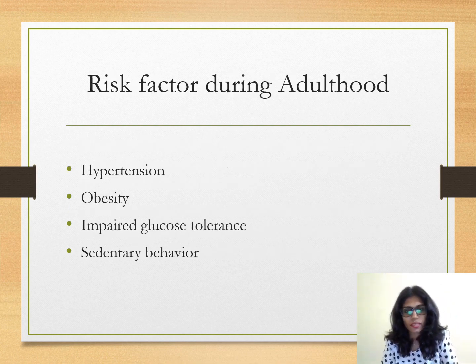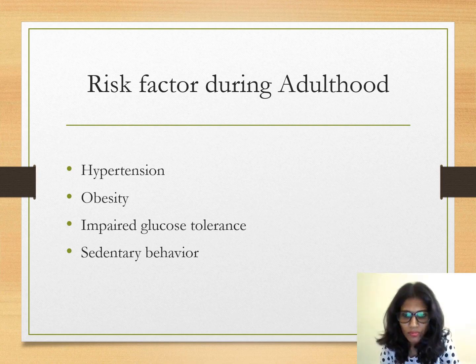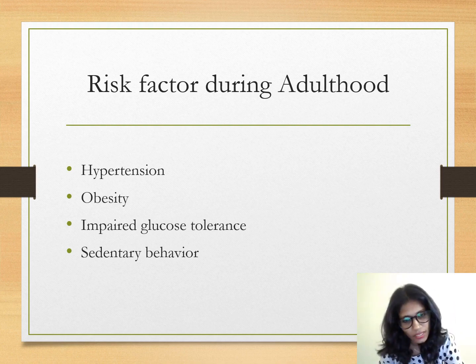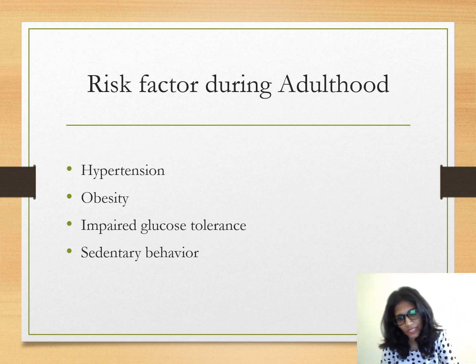And risk factors. These risk factors can be modified through physical activity. There are some risk factors which they develop due to physical inactivity. If they are not physically active during childhood, they will develop these risk factors during adulthood. The first ones are hypertension, obesity, impaired glucose tolerance, and sedentary behavior. And these can be modified by doing physical activity.